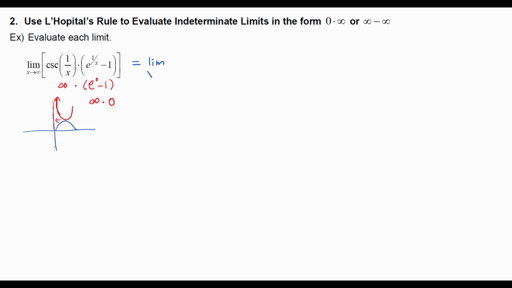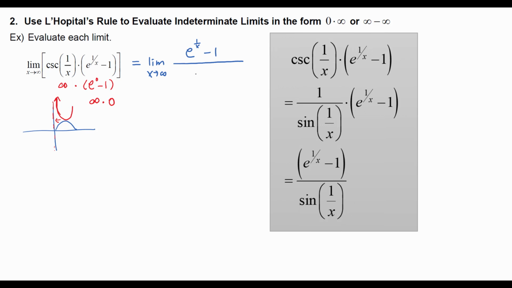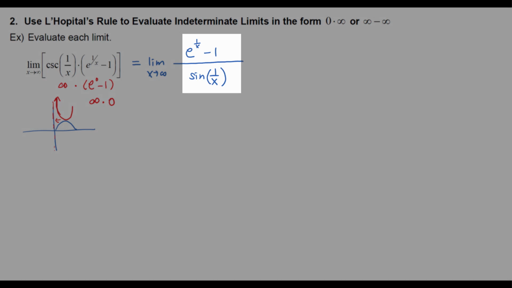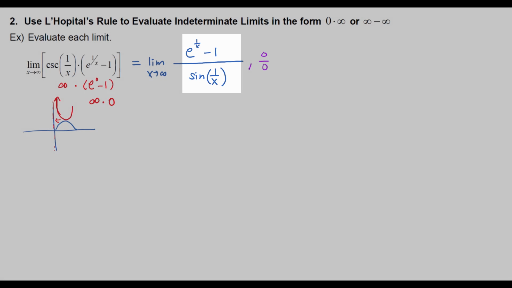So that's how we will rewrite this. This is a limit x approaches infinity of e to the 1 over x minus 1 over cosecant of 1 over x, which is 1 over sine of 1 over x. So I'm going to now write sine of 1 over x since it went to the denominator. And now, because 1 over infinity goes to 0 and sine of 0 is 0, I do now have 0 over 0. So I get to use L'Hopital's rule.